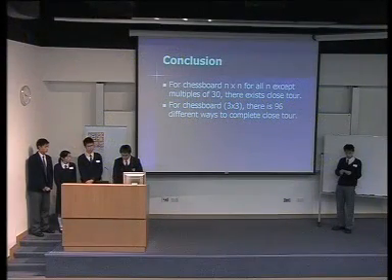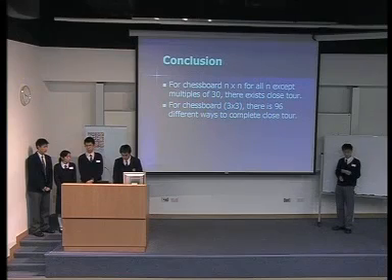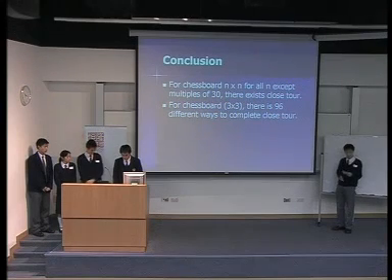To conclude, for an n times n chessboard, for all n except multiples of 30, there exists a closed tour. For the 3 times 3 chessboard, there are 96 different ways to complete a closed tour.